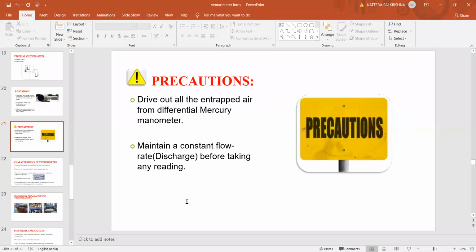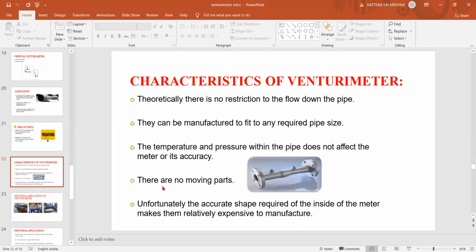Next, precautions. Before using the venturimeter, we have to drive out all the entrapped air from the differential mercury manometer. Maintain a constant flow rate, nothing but discharge. Flow rate always denoted by discharge before taking any reading for experiments.